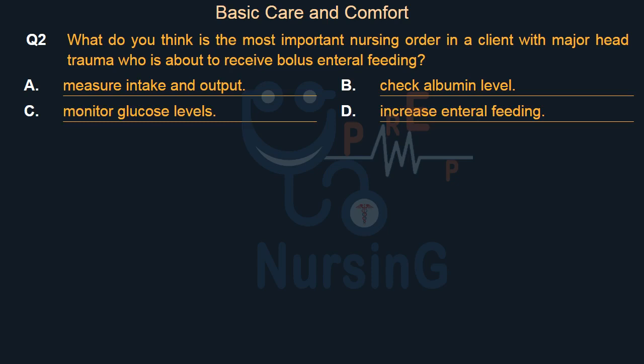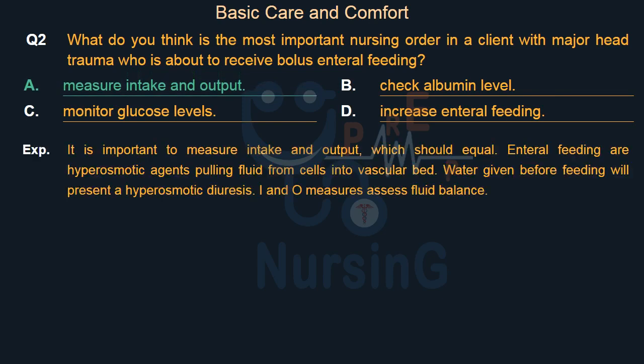Right answer is Option A. Measure intake and output. It is important to measure intake and output, which should be equal. Enteral feedings are hyperosmotic agents pulling fluid from cells into the vascular bed. Water given before feeding will prevent a hyperosmotic diuresis. I&O measures assess fluid balance.